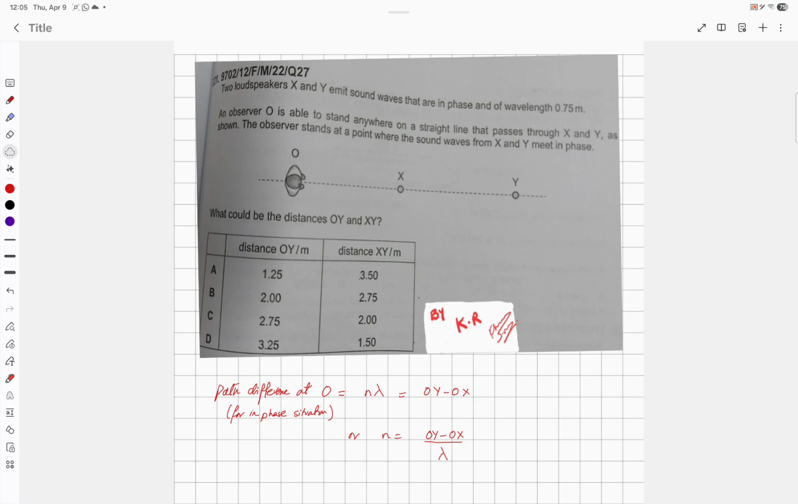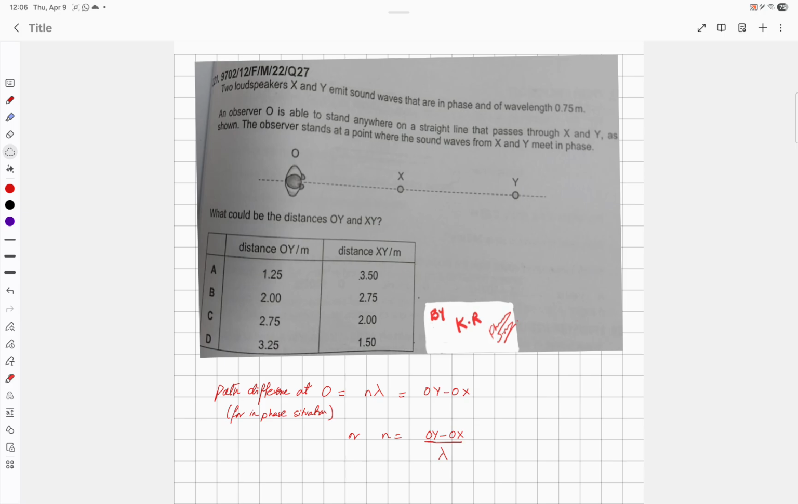An observer is standing at location O, and two spots X and Y are the two loudspeakers, the sources of sound waves. They are emitting a sound wave in phase, and the wavelength is 0.75 from both the sources X and Y. Now the observer can stand anywhere on a straight line, according to the question.